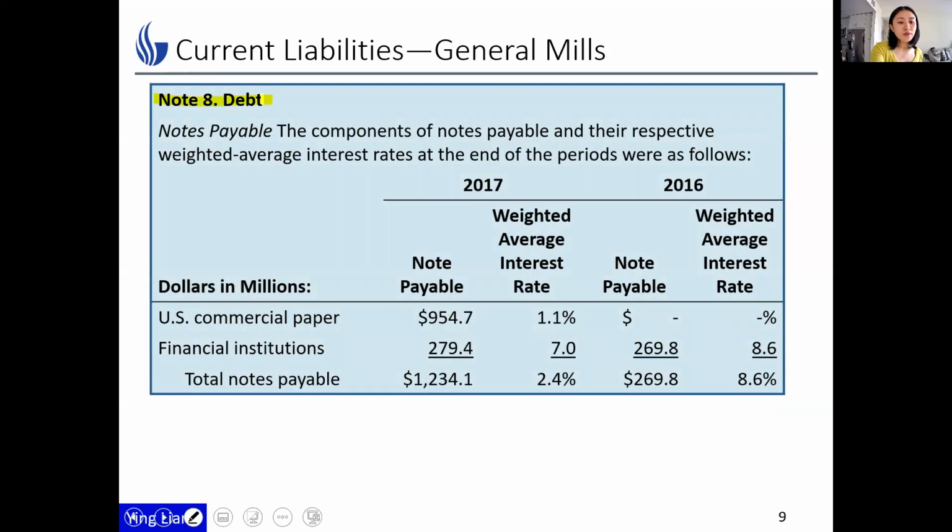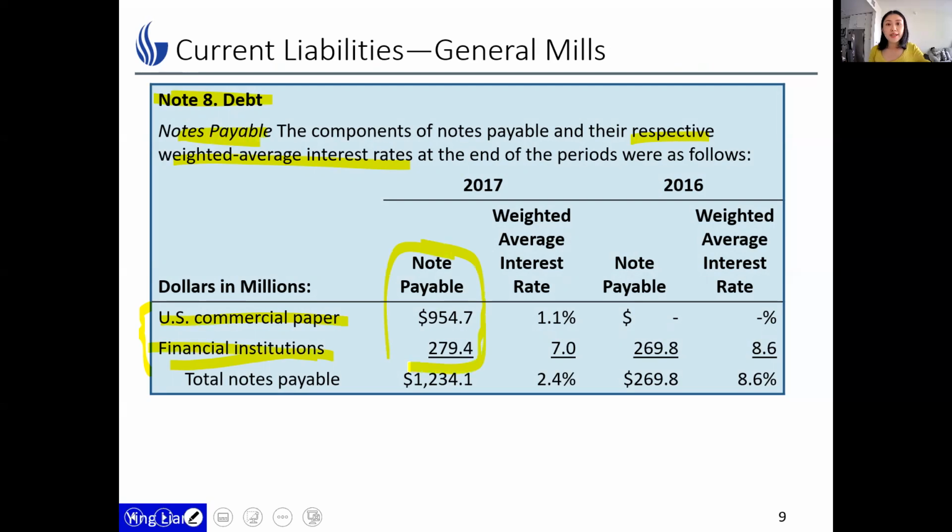Well, note 8 is about the debt, and in it you see a notes payable section. Basically, it lists out all of General Mills' notes and their respective weighted average interest rates. So what types of notes does General Mills have? Two. Number one, they have US commercial paper. So this is not trade related, right? And two is financial institutions. So they have two notes payable, and the face amount is listed as notes payable.